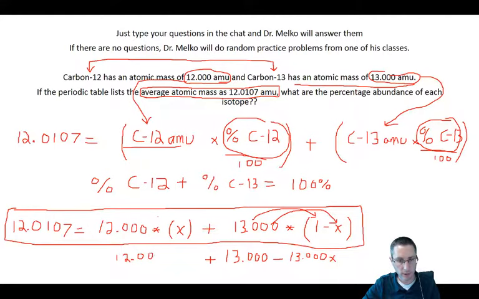Okay, so I've showed you there how I distributed that. I'm just going to write out the rest of the information here, the rest of my equation. Okay, and so now I have 12.0107 equals 12x plus 13 minus 13x. I'm going to combine the like terms here. 12x minus 13x, you end up with negative 1x.